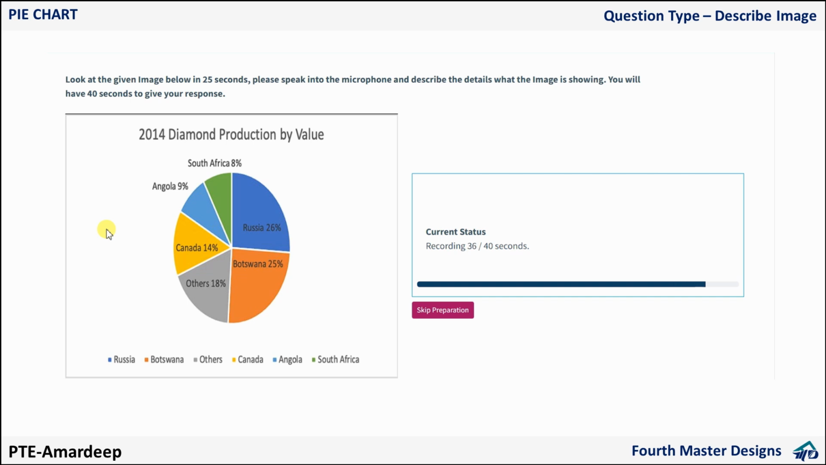Did you notice I made a mistake? This is where you need to be very careful. I had to say, on the other hand, the percentage of South Africa was the lowest, 8%. But what I said, the percentage of others was the lowest, that is 18. Now, this is not the lowest. And then I had to say the percentage of other countries. I don't remember whether I said categories or countries, whatever. Then 9, 14, and 18.